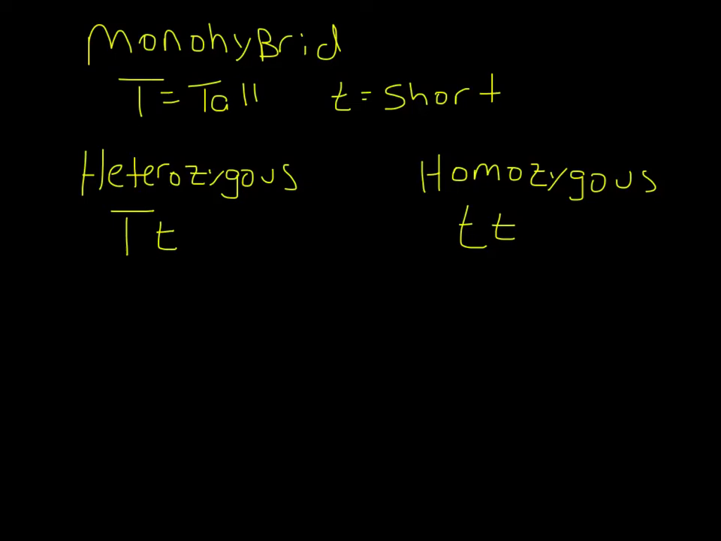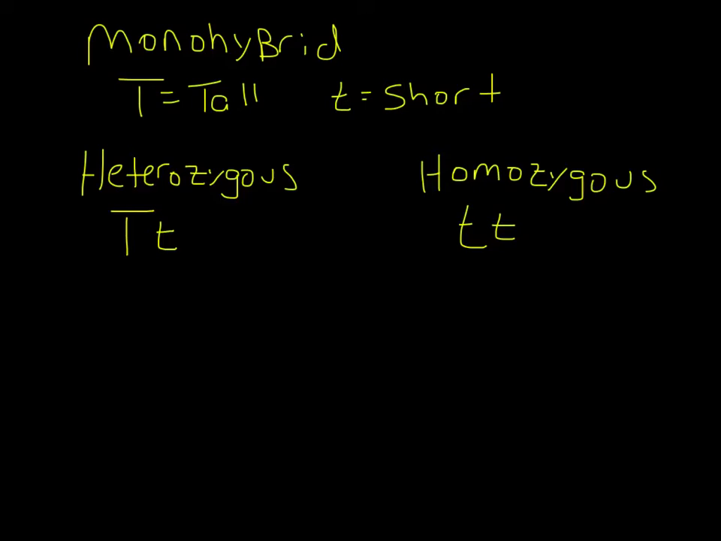All right, in this example, we're going to look at a monohybrid cross. Now, this prefix mono means one, and the one thing we're looking at is the one trait. Is Mendel's pea plant tall or is it short? We're only looking at one trait. We're not also looking at color or if it's round or wrinkled or what it is. We're only looking at one trait.